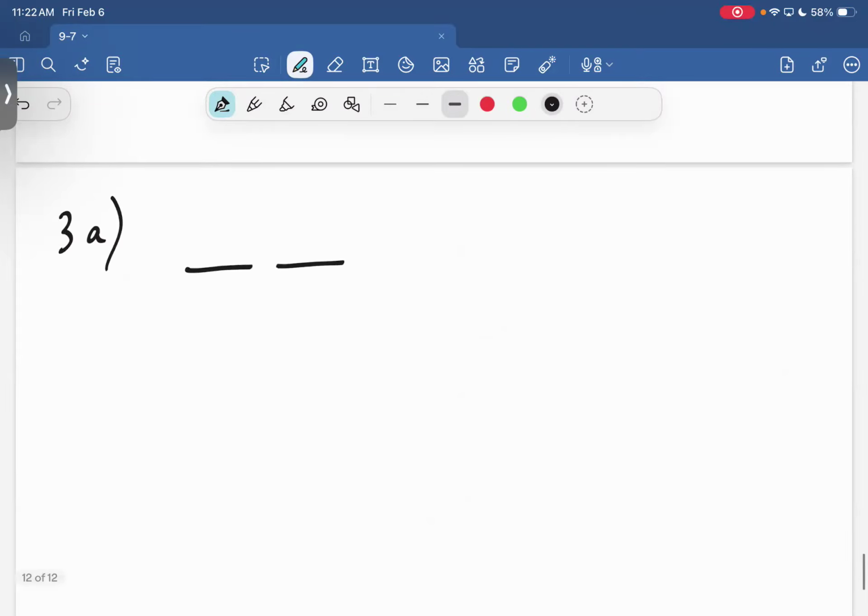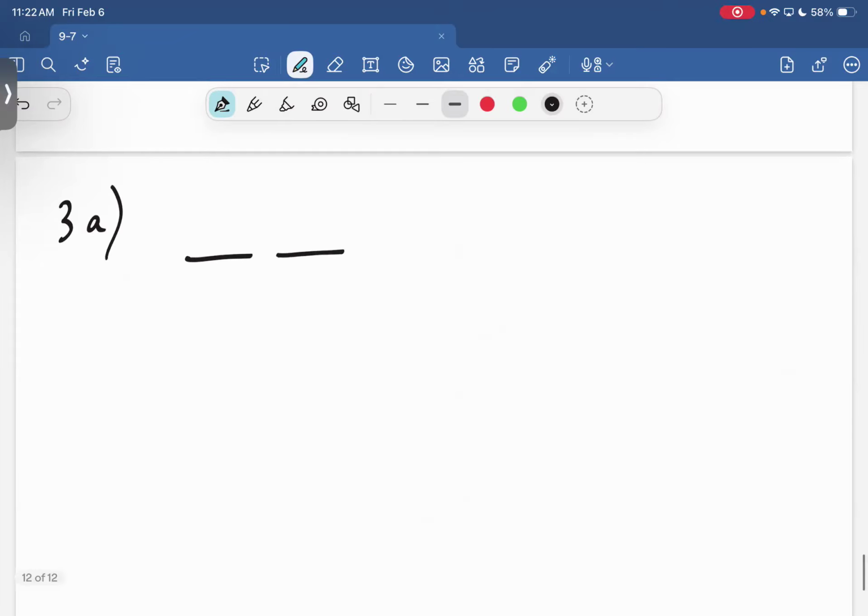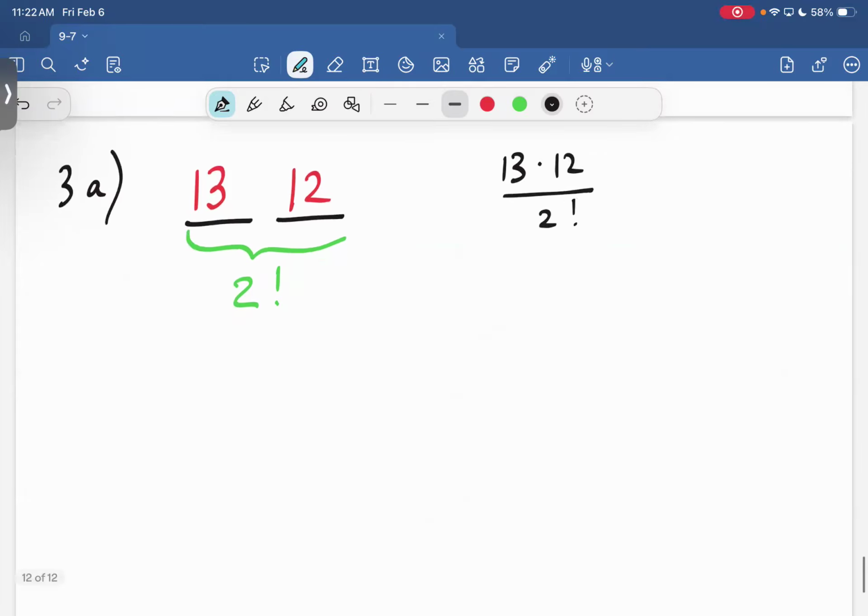If you have a 2-card hand, what is the probability of getting 2 hearts? So how many ways can we get 2 hearts in a 2-card hand? We have 13 choices for the first card, because there are 13 hearts. And then we have 12 choices for the second card, right? And then we overcount by 2 factorial, because there are 2 ways to order that hand. And so the total number of desired outcomes is 13 times 12 divided by 2 factorial. No simplifying for this question.